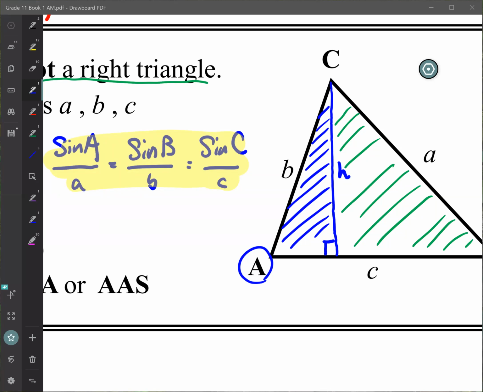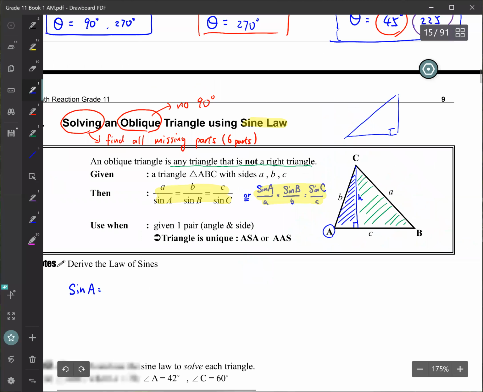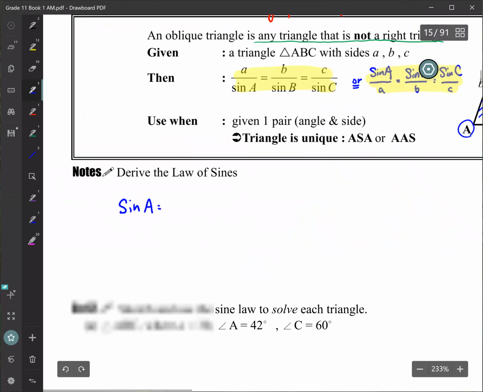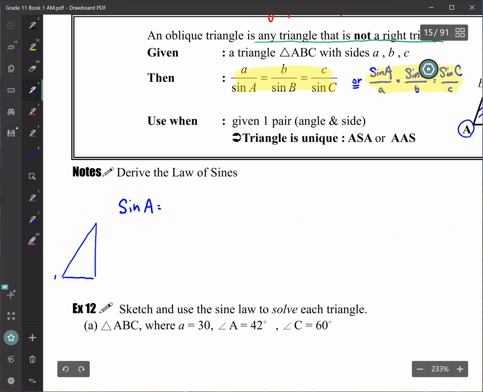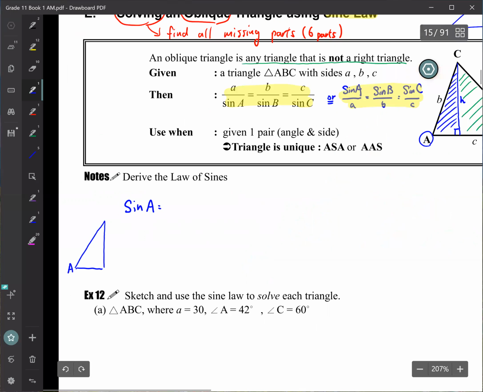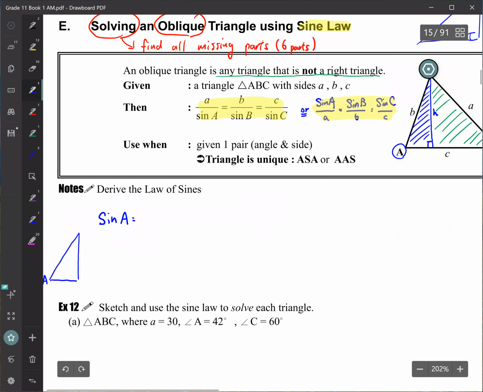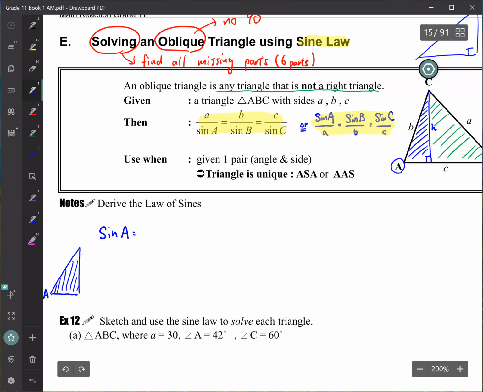Would it be b? Okay, let me draw it out, okay? Maybe that will help you better, okay? So look at the blue triangle. I'm just copying the blue one, right? Angle A is here, right? This is the blue one. I want to find sine A. Sine A is opposite over hypotenuse. So which one is the opposite?